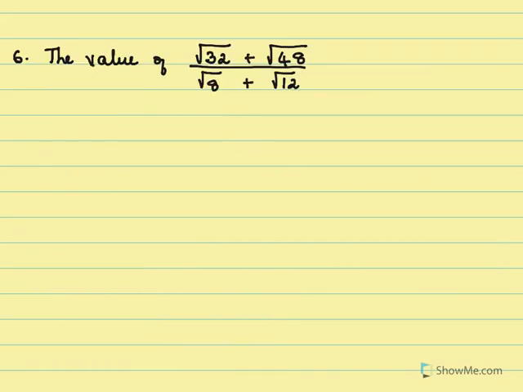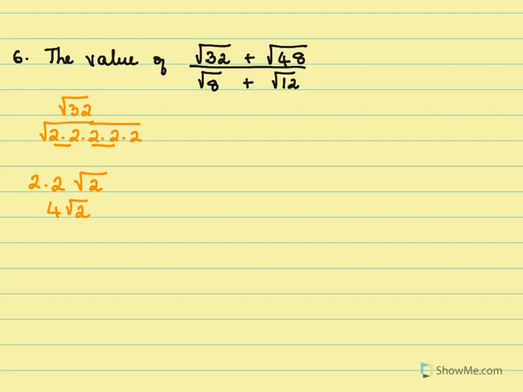The value of under root 32 plus under root 48 over under root 8 plus under root 12. First we'll find the value of each of these. We'll take up under root 32. Under root 32 is 2, 2, 2, 2, 2, 5 times. So for every 2 1 comes out, I have to pair. So 2 2's will be out. What will remain inside is 2. So it will be 4 root 2.